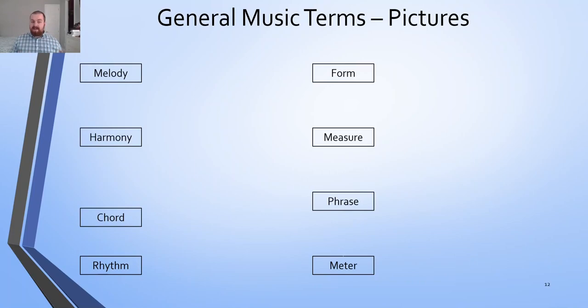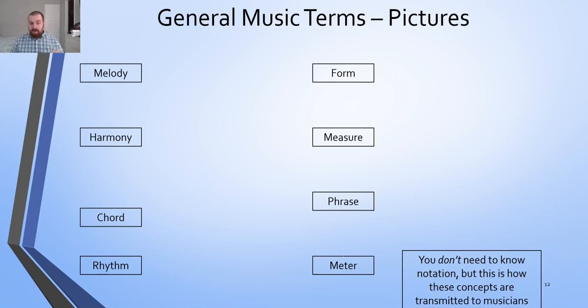Now, this is taken from notation. However, you don't need to know notation for this class, but this is how these concepts are transmitted to musicians. So I'm going to show you what a jazz musician on the stand would see, okay? And you could use just the visual clues in my explanations to guide you into what that means, even if you can't necessarily read what the notation is doing.